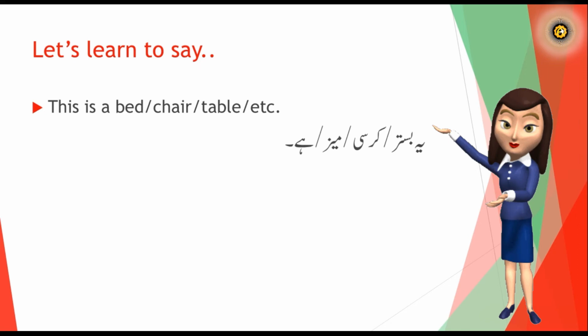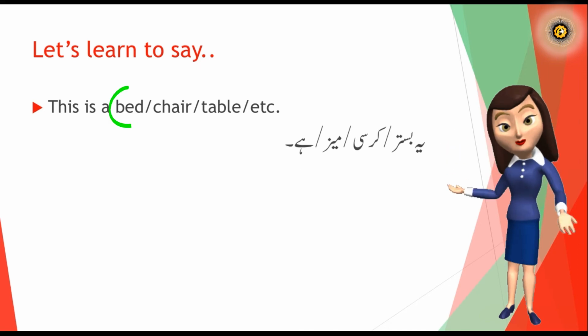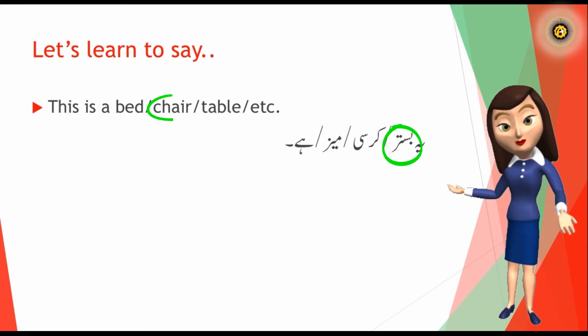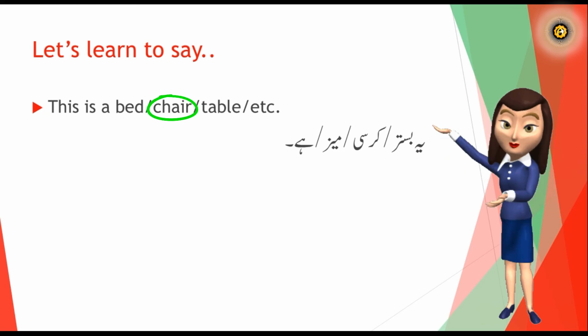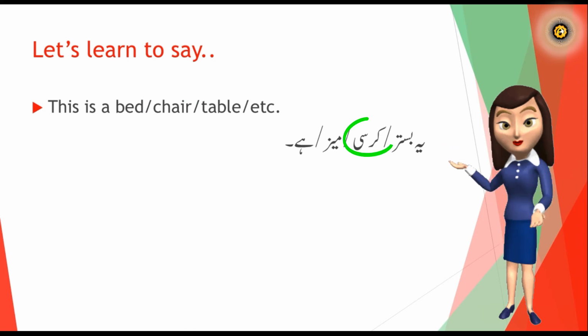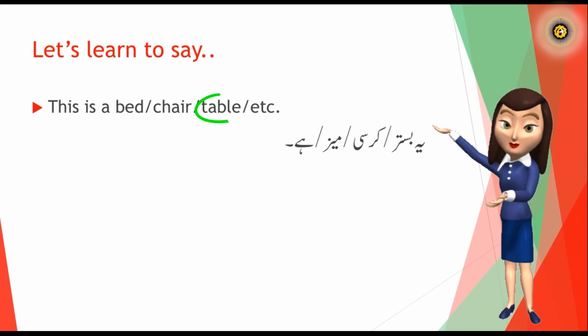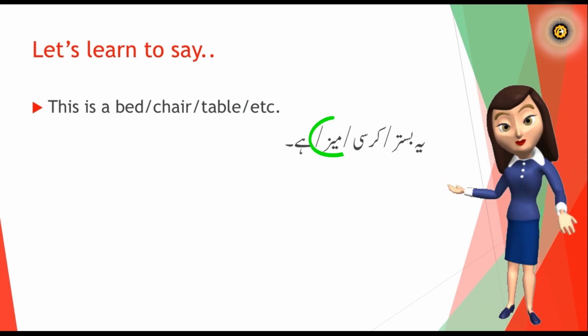Well, this is a bed. And in Urdu it is ये बिस्तर है. Then this is a chair. And in Urdu ये कुर्सी है. Then this is a table. And in Urdu ये मेज है.